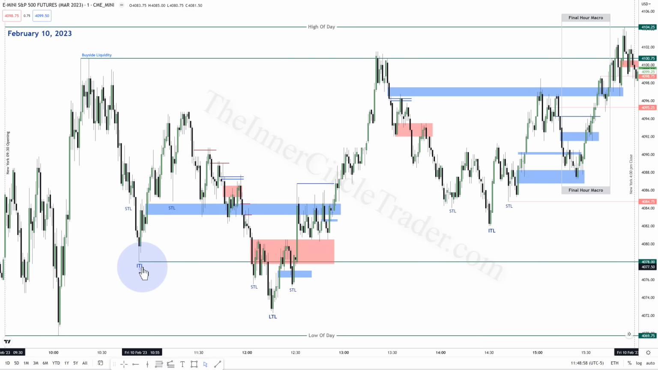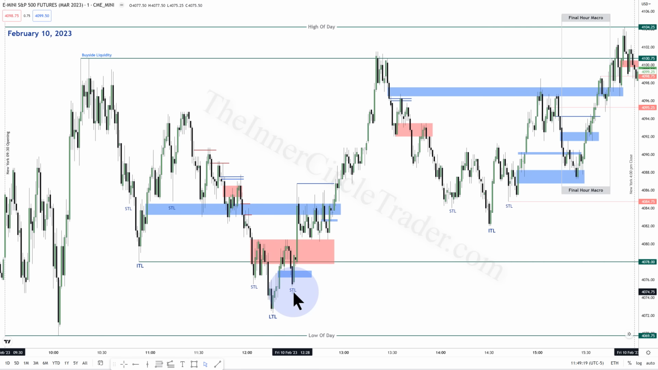So we have an intermediate term low, which is a low that is lower than the previous short-term low and lower than the higher low here. So there's 3 points, okay? Just like this is an intermediate term low here, this is an intermediate term low as well because it has to the left of it a higher low and a higher low.